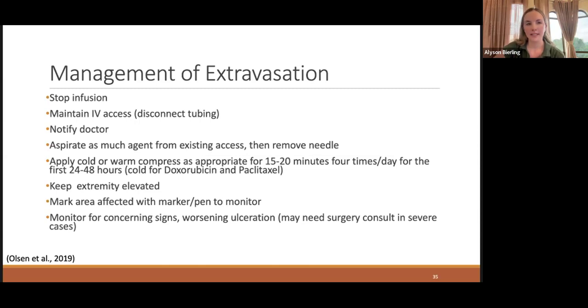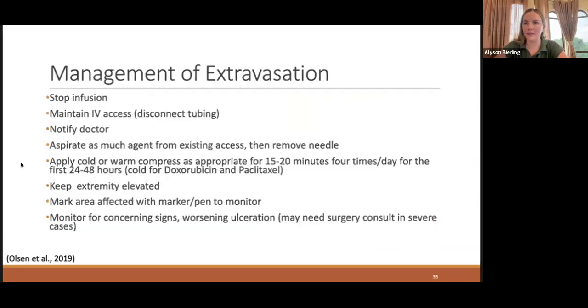We want to keep the extremity elevated. Ideally, you would mark the area with a marker or a pen to monitor the redness and the swelling, and then you would monitor for worsening ulceration. So you might have the patient come back more frequently, like after a few days, to just keep an eye on that ulceration.